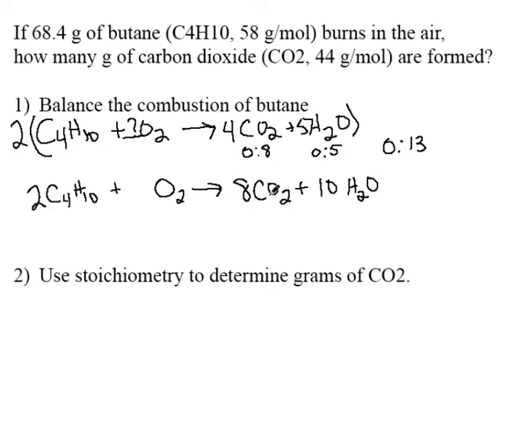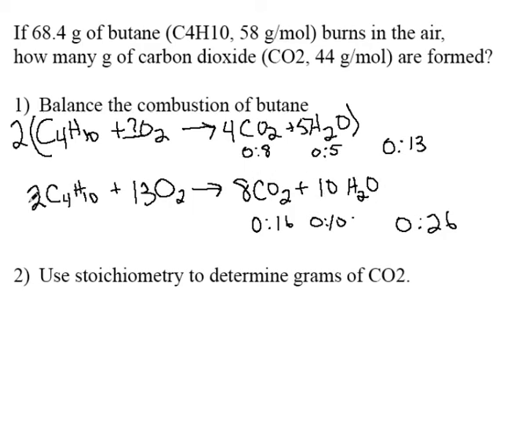Now we can balance our oxygen. From the carbon dioxide, we have 8 times 2, so we have 16 oxygens. From the water, we have 10 waters, so there are 10 oxygens. That means we have a total of 26 oxygen atoms. They come in 2s, so we need 13 oxygen molecules. Now we have a balanced reaction for the combustion of butane: 2 butane molecules, 13 oxygen molecules, 8 carbon dioxides, and 10 waters.